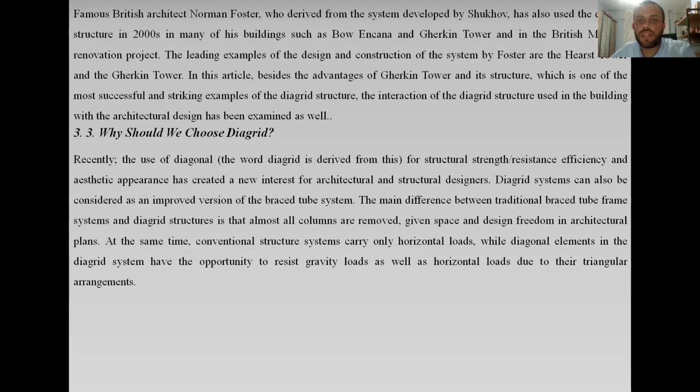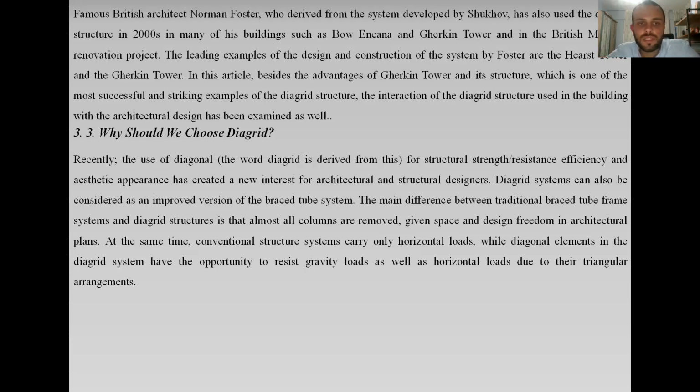In his article, besides the advantages of the Gherkin Tower and its structure, which is one of the most successful and striking examples of the diagrid structure, the interaction of the diagrid structure used in the building with the architectural design has been examined as well. Why should we choose diagrid?